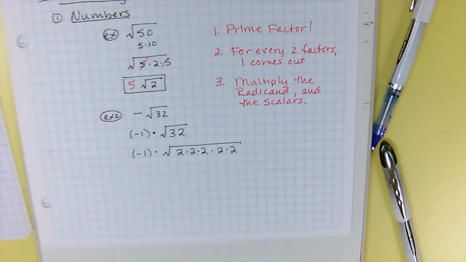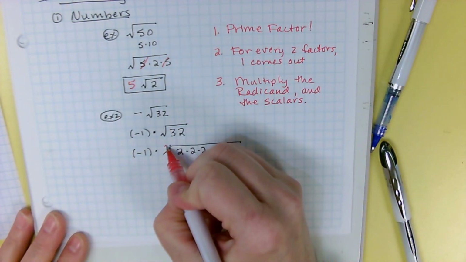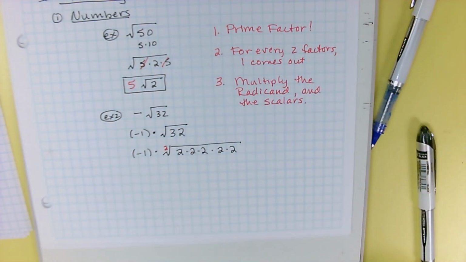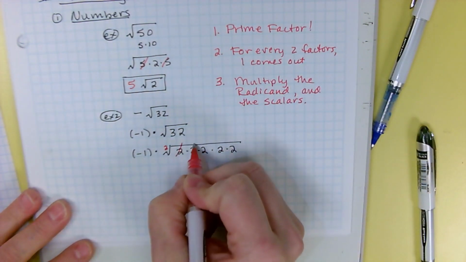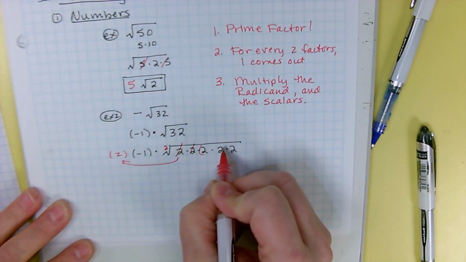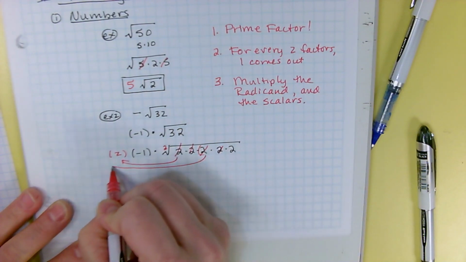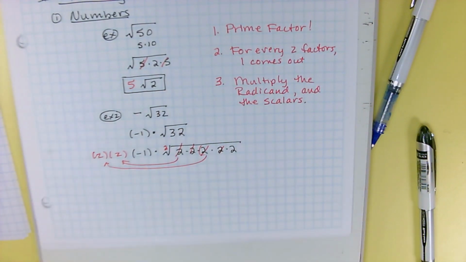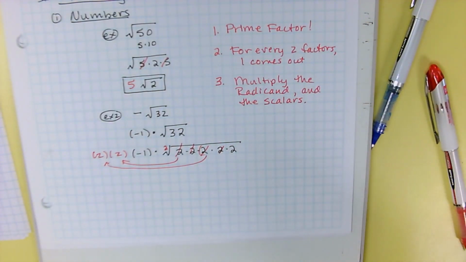And now, since this is a square root with an implied 2, for every 2 factors, 1 comes out. So 2 2's, 1 comes out to the front, 2 more 2's, 1 comes out to the front, and I only have a single 2 left. So that's your step 2. For every 2 factors, 1 comes out.